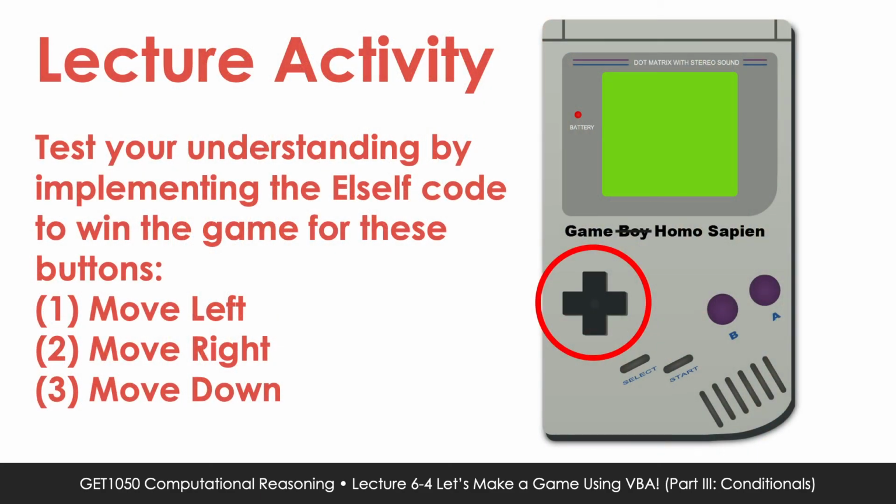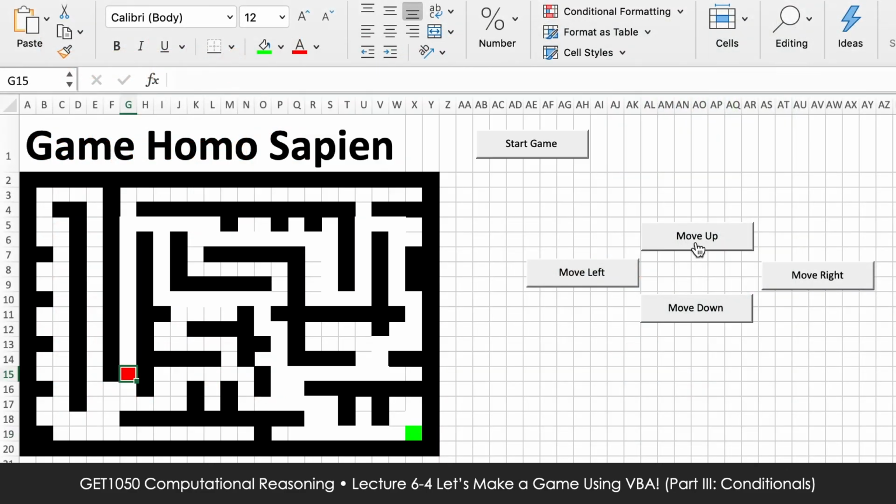As you can see, it wasn't too hard to add code to win the game. All we needed to do was to make the current cell white and announce that you've won the game, right? Now I invite you to do the same for the other three directional buttons. Once you're done, you have a working game like this. So give it a try, yeah?